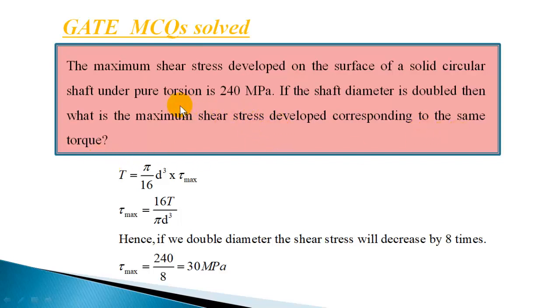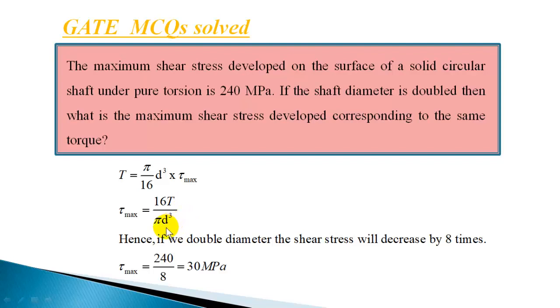So initially when the diameter is say d, the shear stress is 240 megapascal. Now if the diameter is doubled, then what is the change in shear stress? What is the maximum shear stress induced on the surface? So you have the torsion equation for a solid circular shaft: T is equal to pi by 16 d cube into tau max. From this you can write the maximum shear stress as 16 T divided by pi d cube. So this is the equation for maximum shear stress induced on the surface of a solid shaft.